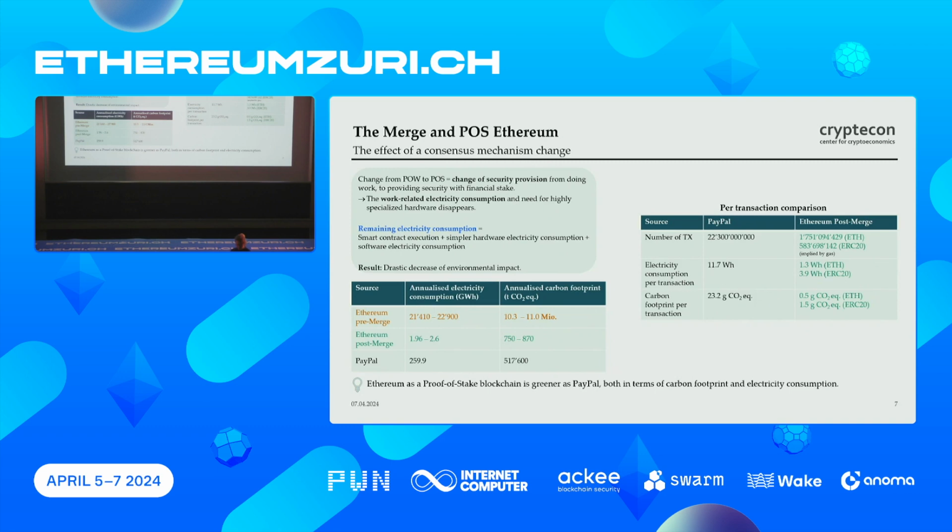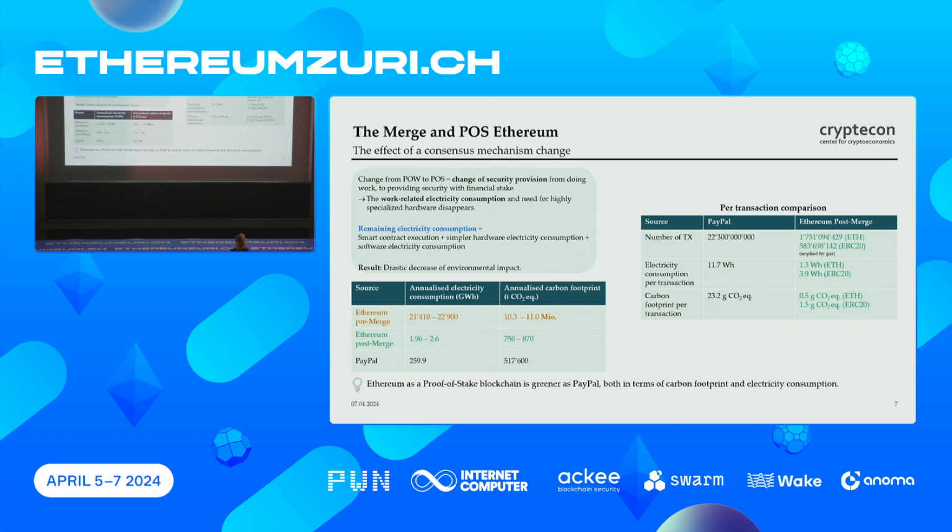So let's first focus on the comparison of pre- and post-merge. The numbers pre-merge are those estimated the day before the merge, whereas the numbers post-merge are those estimated the day after the merge. And depending on the study, the analyzed electricity consumption was reduced by a factor of 8 to 10,000, whereas the carbon footprint was reduced by a factor of 12 to 13,000 after the merge.